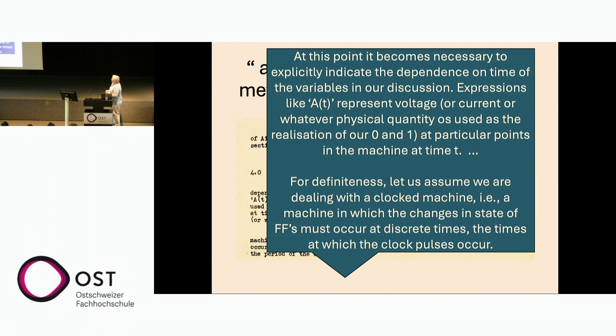So he writes, "At this point it becomes necessary to explicitly indicate the dependence on time of the variables in our discussion. Expressions like A of t represent voltage or current or whatever physical quantity is used as the realization of our 0 and 1 at particular points in the machine at time t. For definiteness, let us assume we are dealing with a clocked machine, i.e. a machine in which the changes in state of flip-flops must occur at discrete times, the times at which the clock pulses occur."